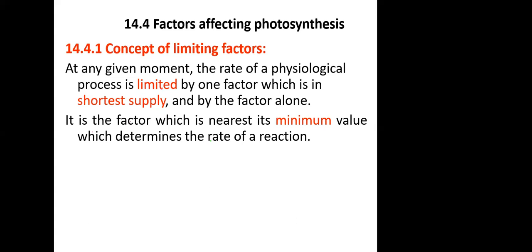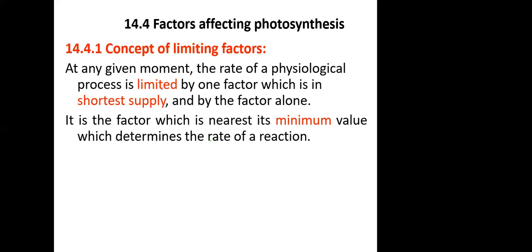So, for example, let me give you a situation which we are probably all familiar with. If you were constructing a house, you need a number of things: workers, water, cement, bricks, stones. Now, the rate at which that house will be constructed is determined by that factor which is in shortest supply, assuming you have most of the things, but you have 2 builders on site.